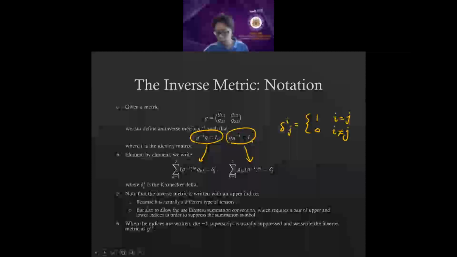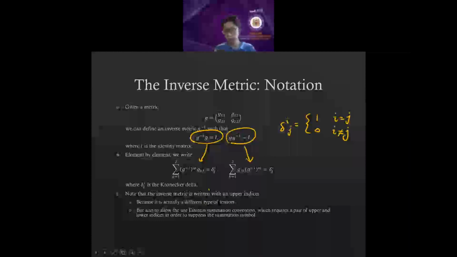Now, one thing that I wanted to note is that we write the inverse metric using upper indices. The real reason is actually because it is a different type of tensor. But because we do not really focus on tensors in this workshop, I'm just going to note it over here, but I'm not going to comment any further. We also need to use upper indices in order for us to use the Einstein summation convention. Otherwise we cannot suppress this summation.